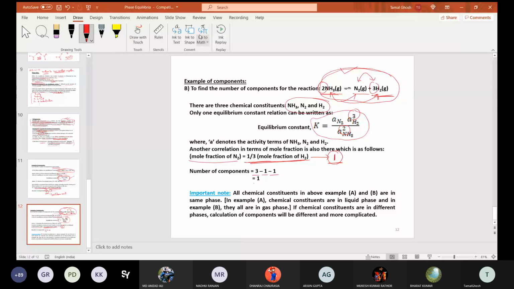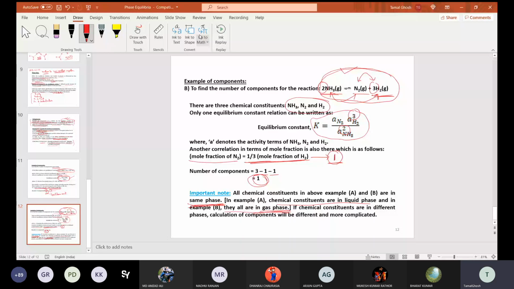Now in both the examples, one similarity was there: these chemical constituents are in the same phase. This is written in the note part of this slide, in the lower part. In example A the constituents were in liquid phase, and in example B they are in gas phase. This is the simplest type of example that we have considered.